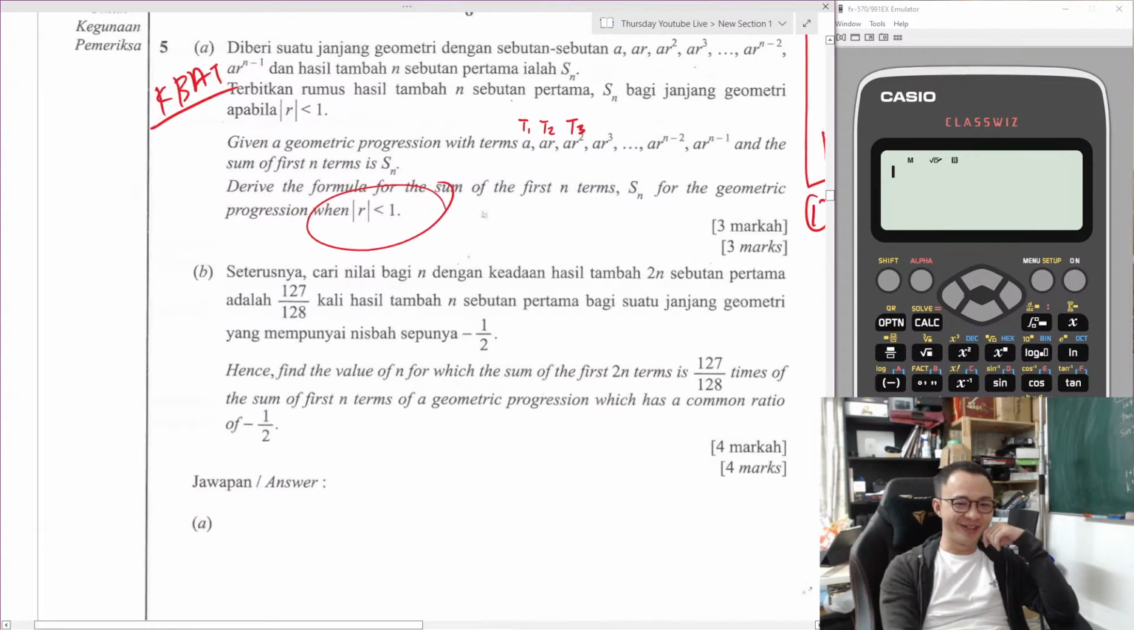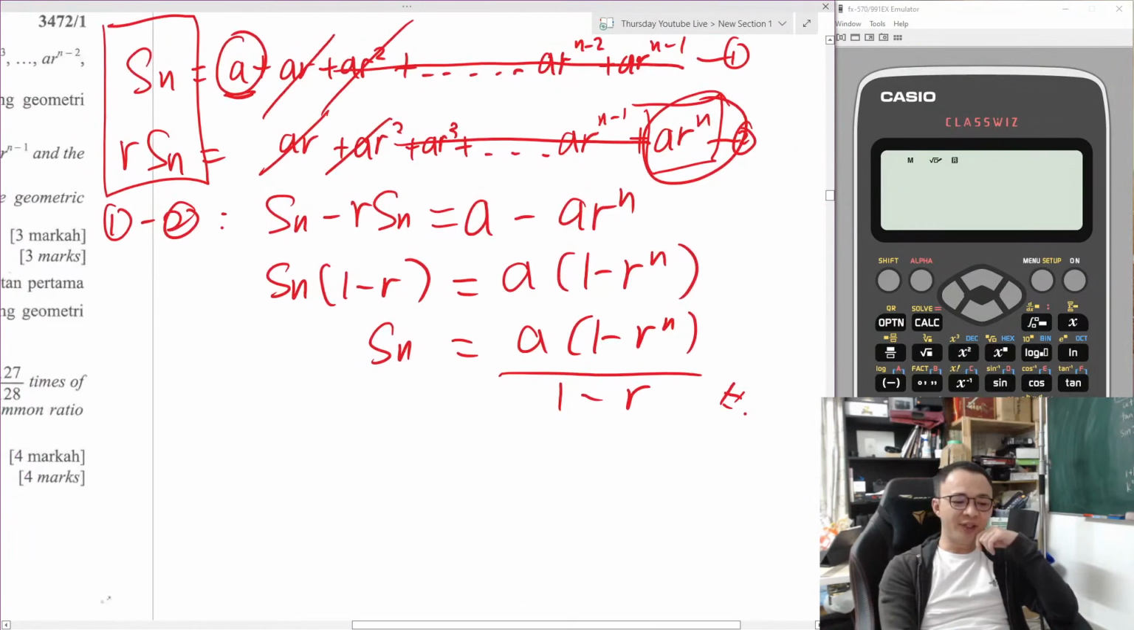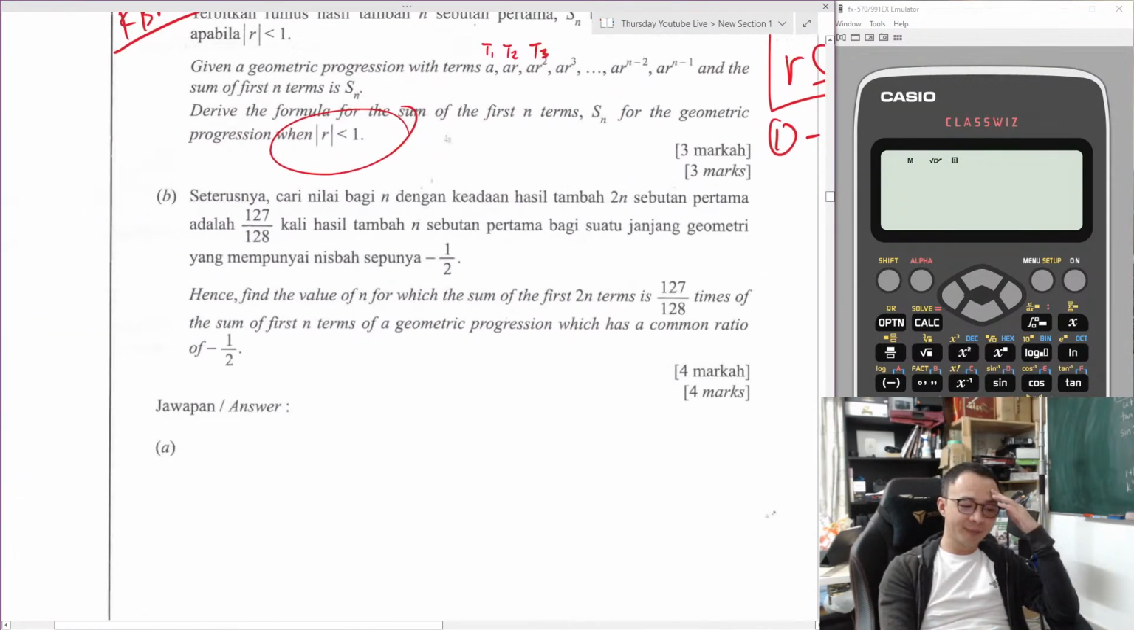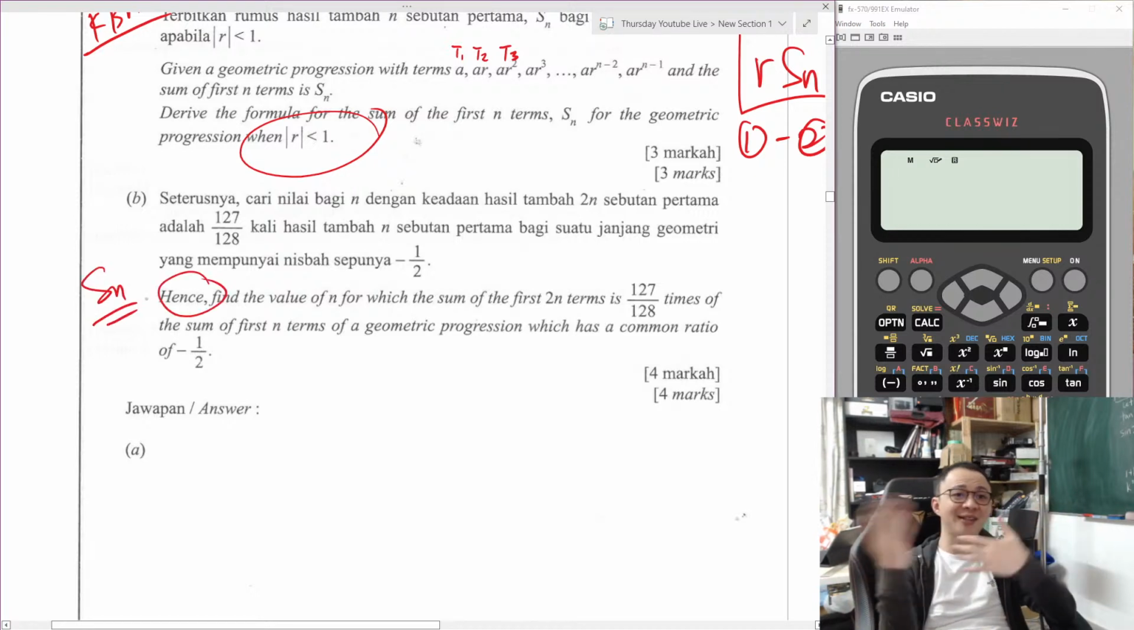Looks like magic when Sir does it. Lol. Alright, so after we did the formula already, then we say seterusnya, which means hence. Basically hence means we need to use the Sn formula you got just now.